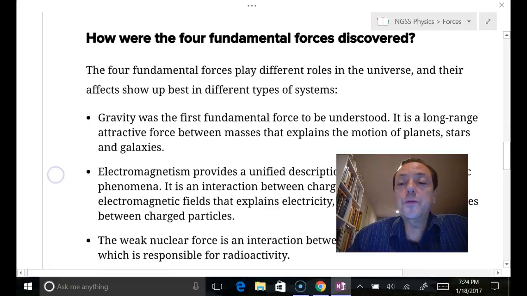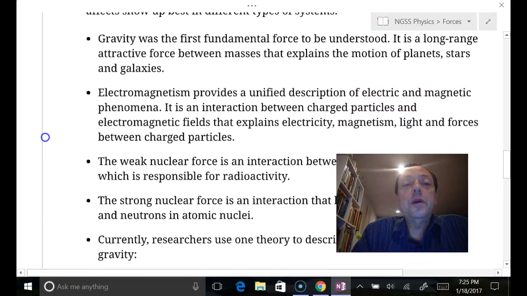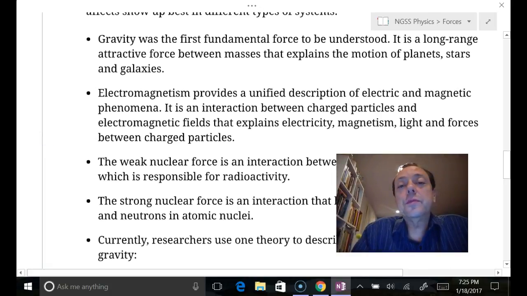How were the four fundamental forces discovered? Well, the four fundamental forces play different roles in the universe, and their effects show up best in different types of systems. Gravity was the first fundamental force to be understood. It's a long-range attractive force between masses that explains the motion of planets, stars, and galaxies, also close to the Earth's surface. Galileo really investigated gravity first in terms of things falling at the Earth's surface or near the Earth's surface.